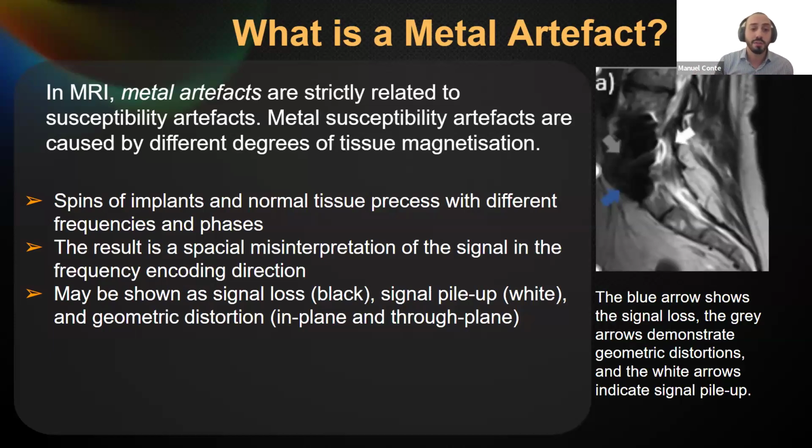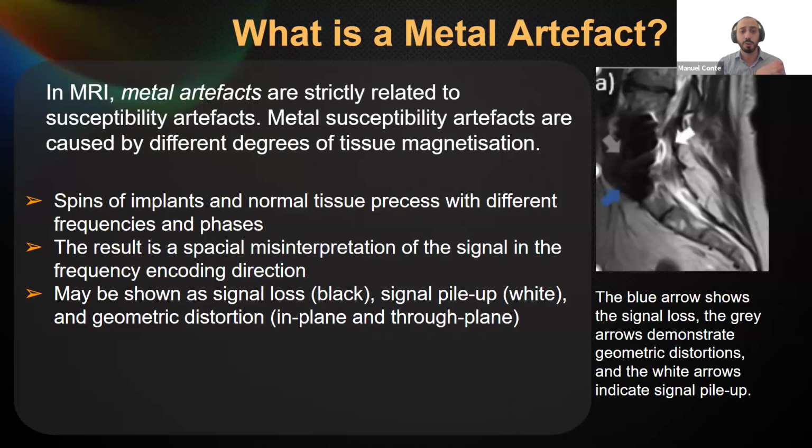There are two types of geometric distortions: in-plane and through-plane. In-plane is the distortion that happens in the frequency encoding direction. Through-plane is the distortion that happens when a tilted slice is excited or acquired. Normally, it happens during 2D sequences, when the slice that is excited is not the only slice that has the artifact, but also the nearby slices.